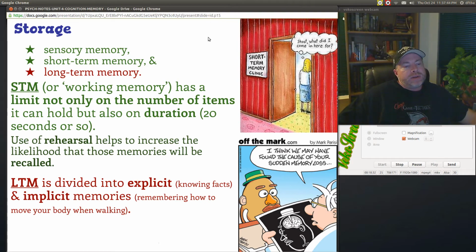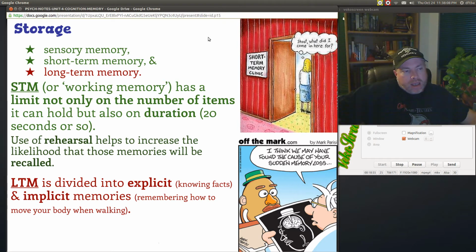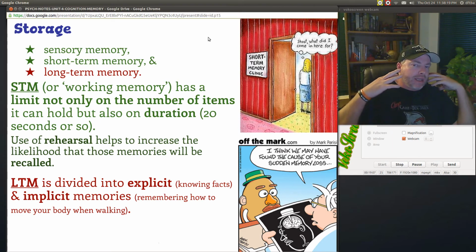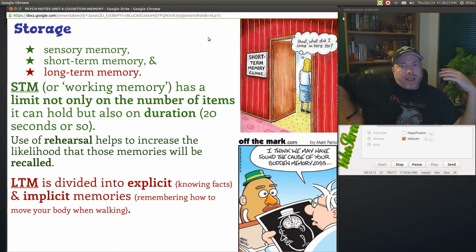But long-term memory is divided into explicit, like knowing facts, and implicit memories, like remembering how to move your body when you're walking. So if you are dancing and you've learned this dance and you've worked to know how to do, I don't know, the tango, and you've been dancing and dancing and dancing, and then you go out dancing with another person who also knows the tango, most of the time you're not having to worry about how to do that dance. It's already sort of in your memory. That is implicit. It just flows from you. Walking is another one of those things.